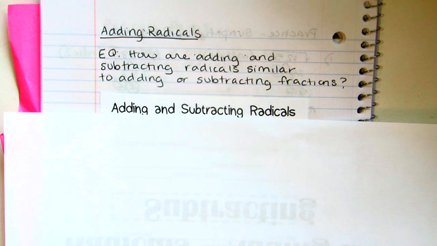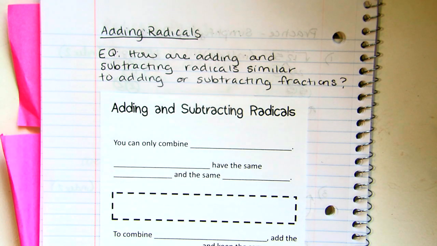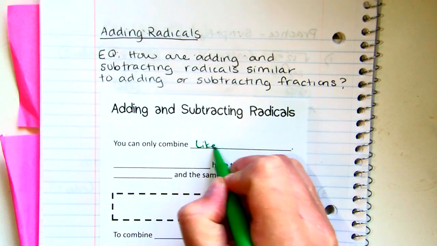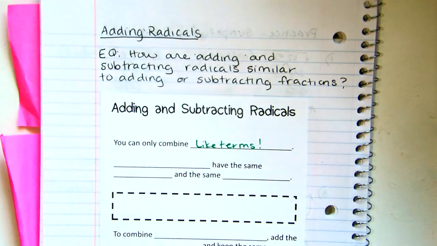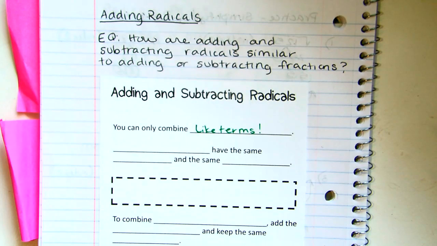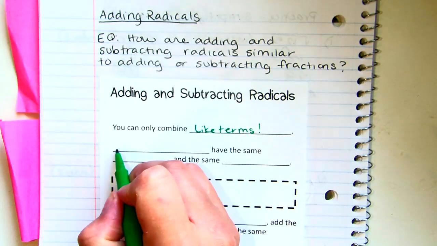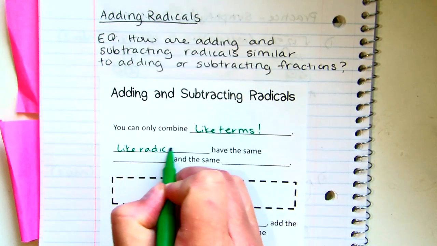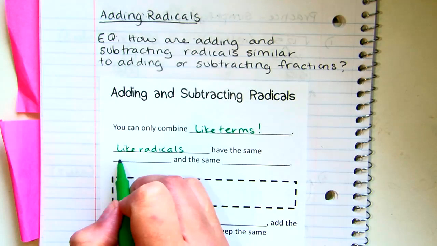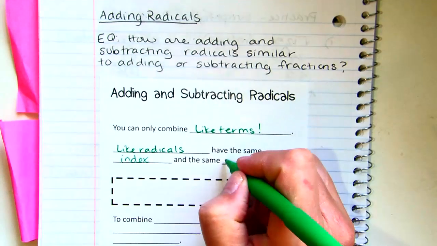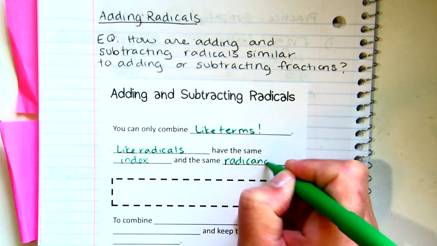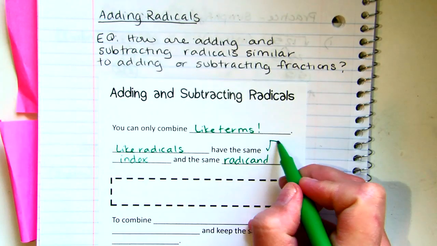So, for you, I have a little insert. It looks like this: adding and subtracting radicals. Here we go. We can only combine radicals that have like terms. What this means is that if they have the same number in the radicand and they have the same index, then they are like. So, like radicals have the same index and the same radicand.